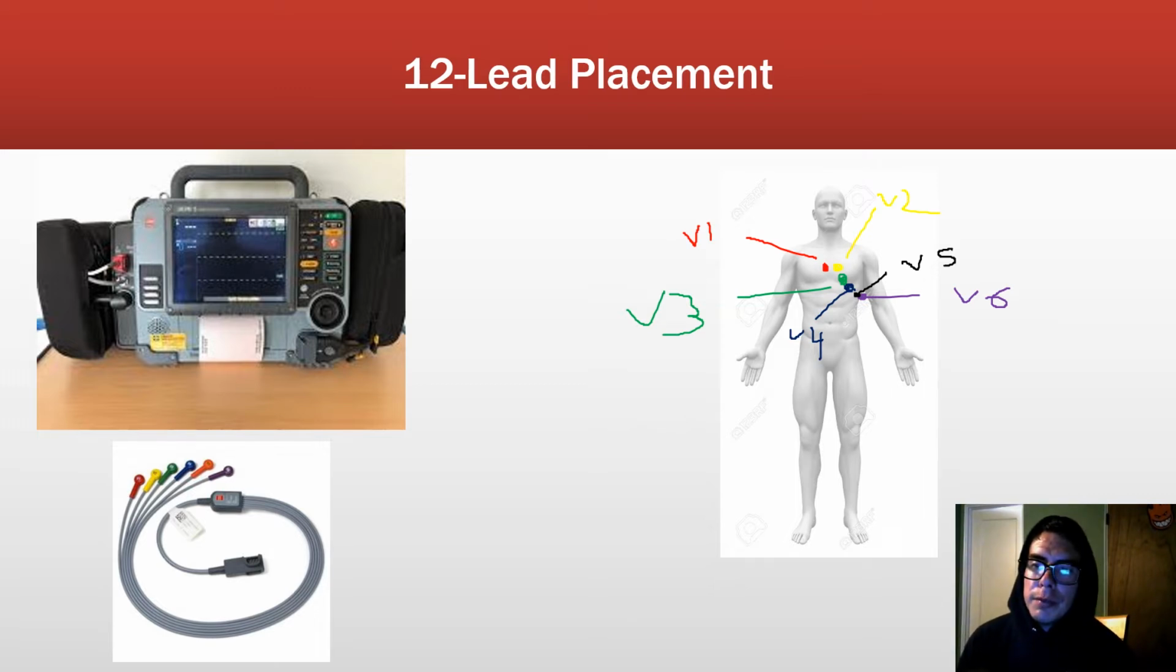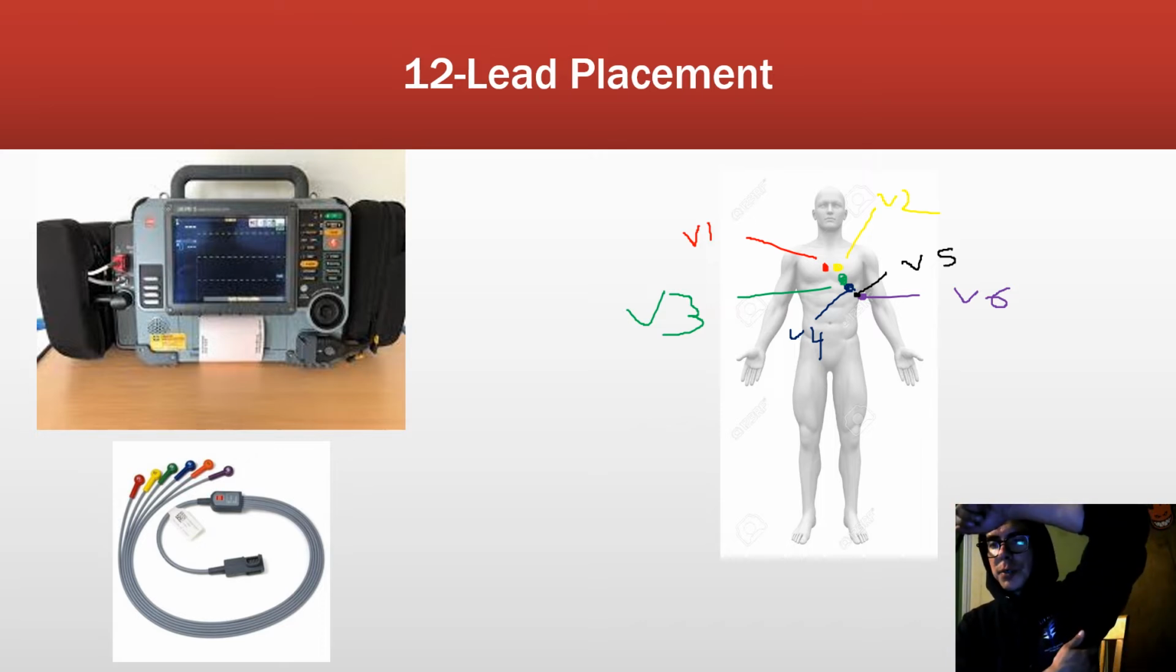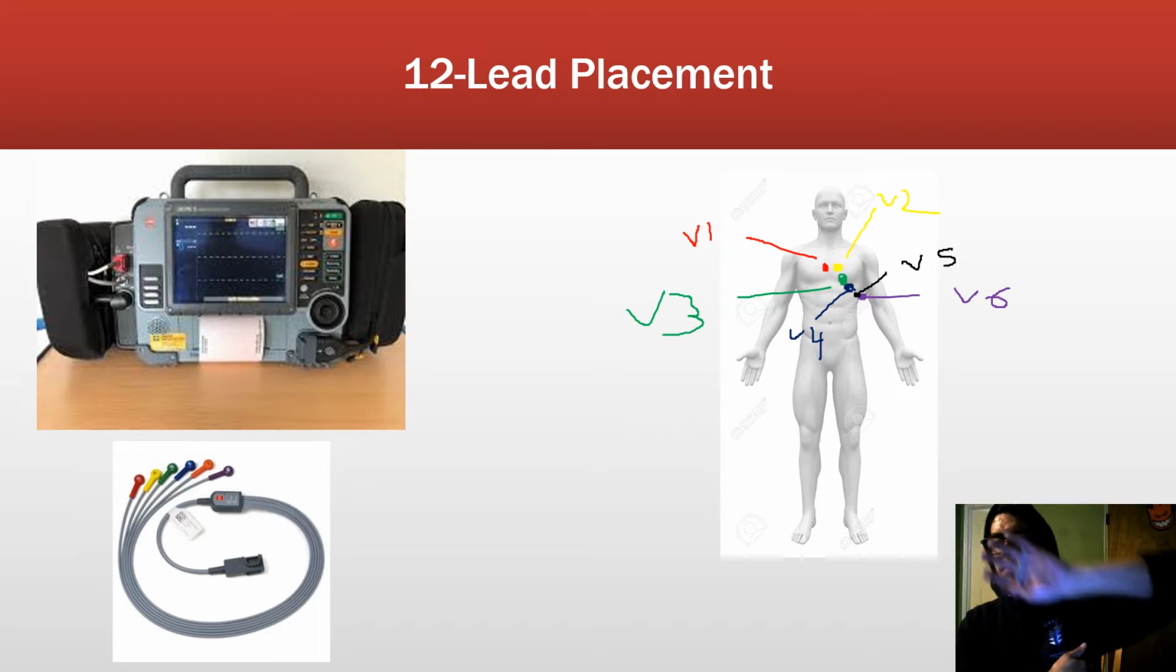So again, to recap, V1, fourth intercostal space, right side of the sternal border. V2, same place, left side of the sternal border. V4, fifth intercostal space, mid-clavicular line. V3, between V2 and V4. V6, fifth intercostal space, mid-axillary line. V5, between V6 and V4.